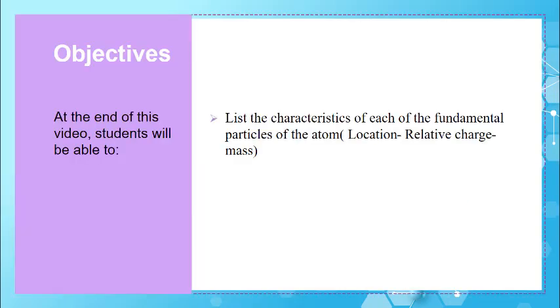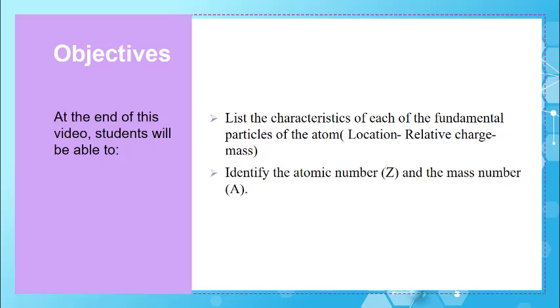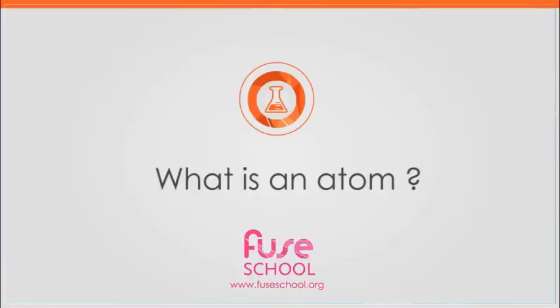This is our first lesson in chemistry grade 9, the structure of the atom. The objectives of this video are: list the characteristics of each of the fundamental particles of the atom, the location, the relative charge, and the mass. Identify the atomic number Z and the mass number A. First, let's watch this video about the atom.